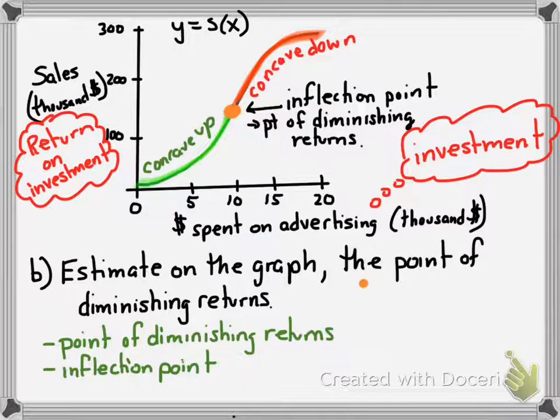Okay, so we found that point. It's the inflection point in terms of calculus. It's the point of diminishing returns in terms of business. One more way to say this is our maximum rate of return. After that point, the rate of return begins to diminish, begins to decrease. Okay, so that is part B.